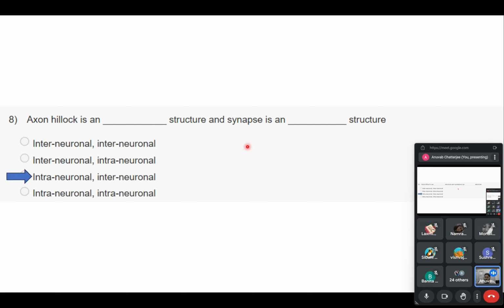The axon hillock is an intraneuronal structure, and the synapse is an interneuronal structure.